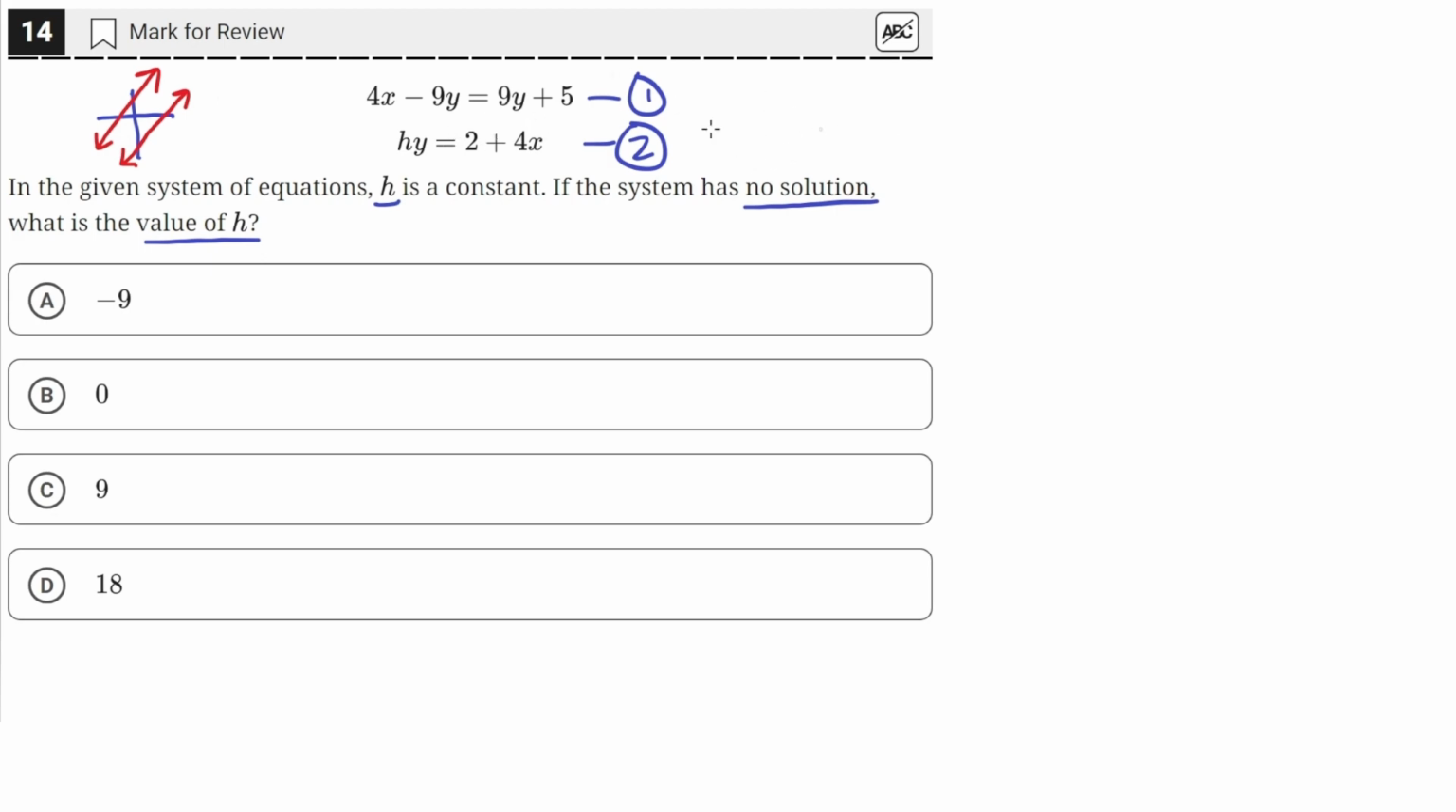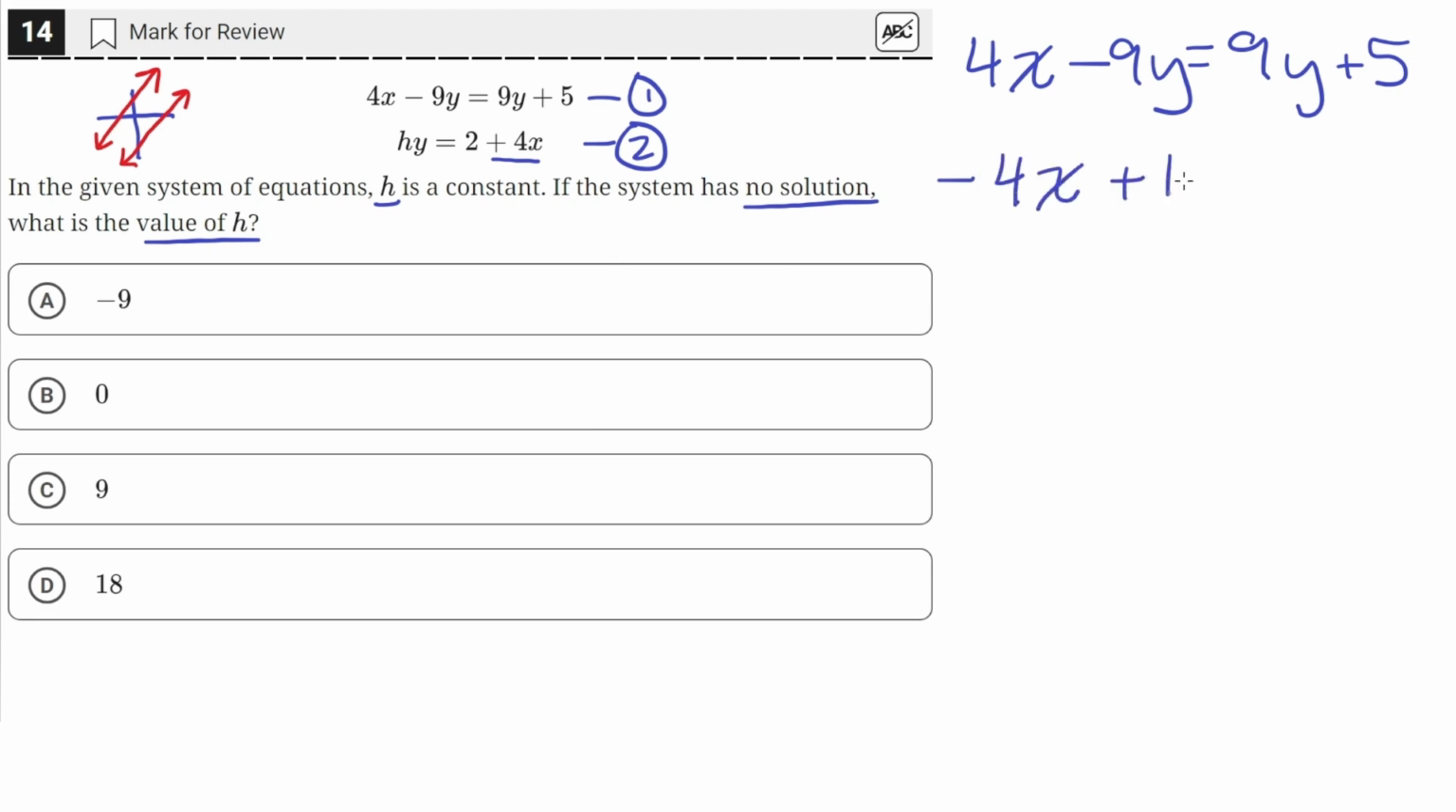Okay, so looking at the first and second equation, we can see that we can make the left-hand side look similar to the left-hand side of this equation by moving this 4x to the other side. So let's do that. So we'll have 4x minus 9y from the first equation equals 9y plus 5. So then we'll move the 4x to the other side. So this way we'll have a negative 4x on this side and a positive hy, which will equal just 2, since we subtracted a 4x from both sides.